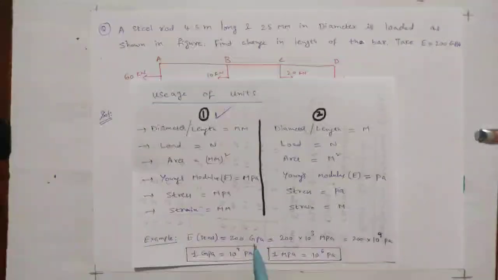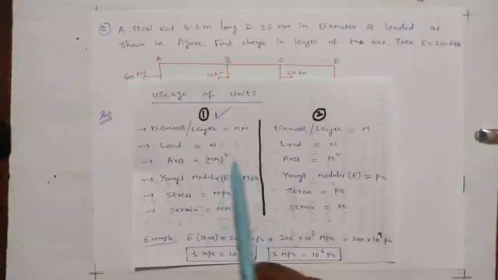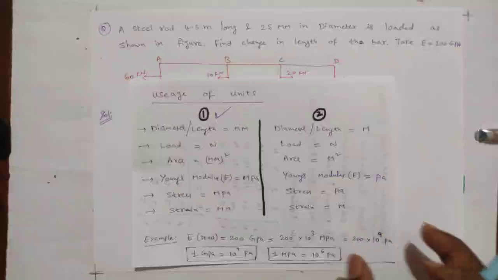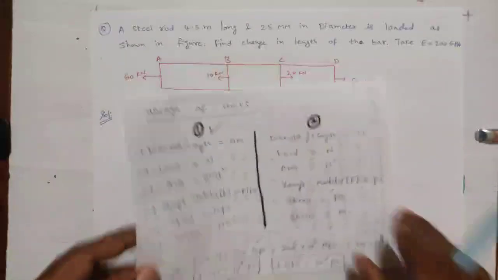200 gigapascal means 200 into 10 to the power of 3 megapascal, that is 200 into 10 to the power of 9 pascals. Giga means 10 power 9; 1 gigapascal is 10 power 9 pascals. Mega means 10 power 6; 1 megapascal is 10 power 6 pascals. Hope you understand how to use the units. Okay, let's go into the problem.